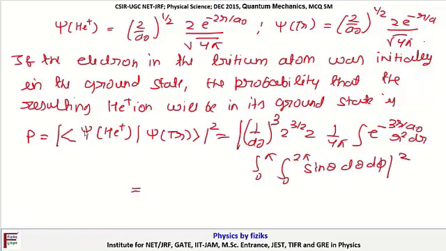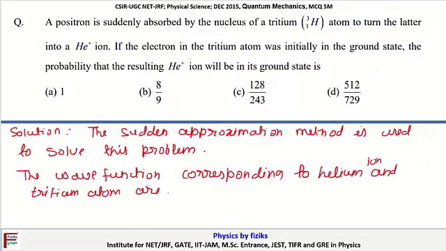The square is equal to 2 to the power 9 by 2, by 27 square, that is equal to 512 by 729. Thus, option D is correct for this problem.